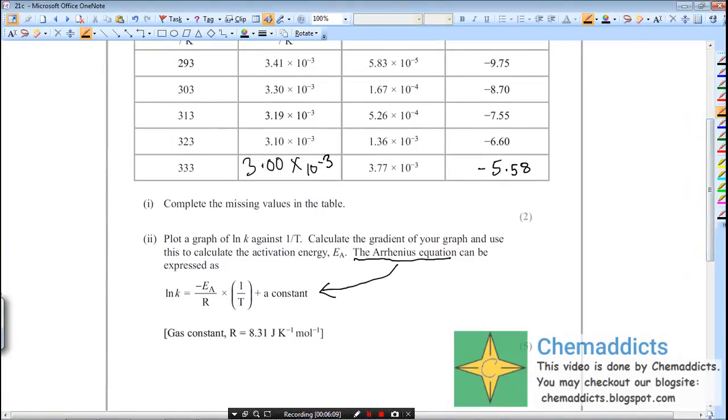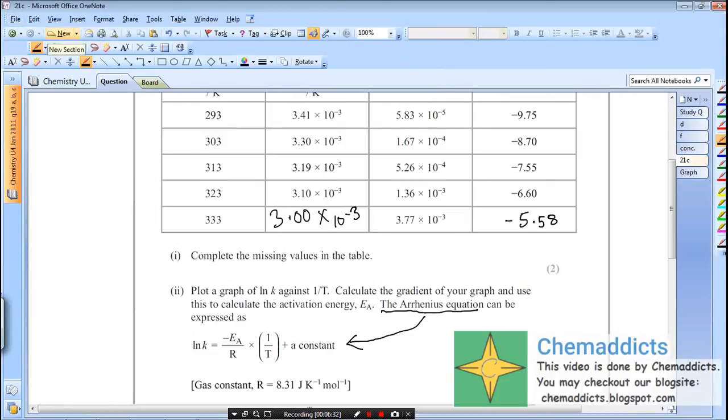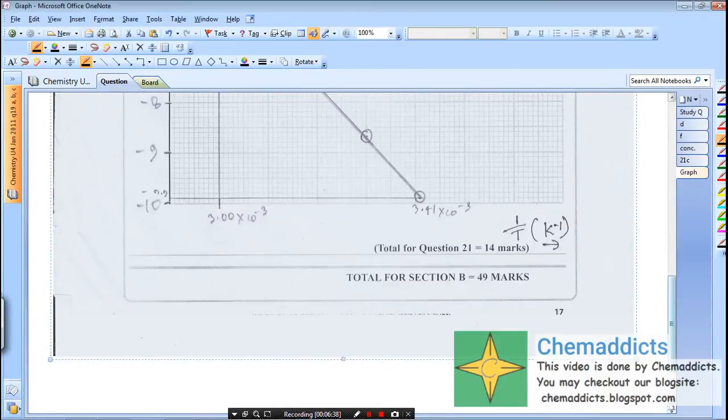Now let us study this question. They have asked us to plot a graph of ln k against 1 by T, calculate the gradient of the graph and use this to calculate the activation energy. The Arrhenius equation can be expressed as this. Well, fellas, now let us plot this graph. It should be here somewhere. Yeah.